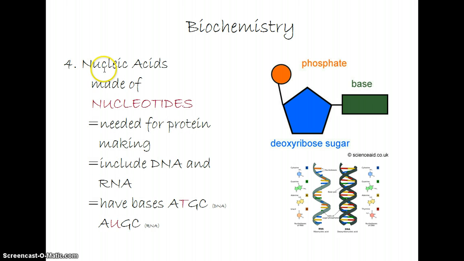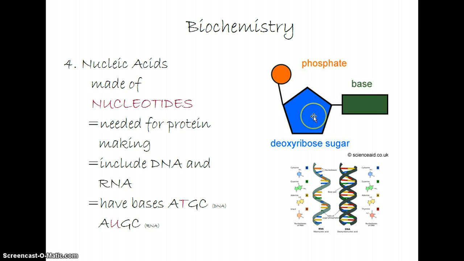We're on the last of the macromolecules, the last of the 4 organic compounds. These are nucleic acids. Nucleic acids are made of nucleotides. If you look right here, you will see what a nucleotide looks like. Now, if you see this nucleotide, you'll see the orange, the blue, and the green.